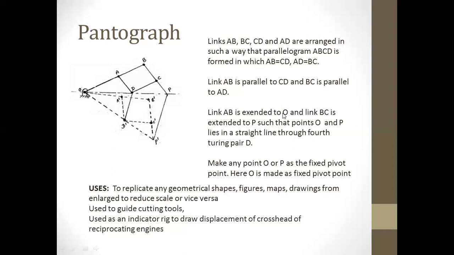Link AB is extended to O and link BC is extended to point P, such that O and P form a straight line. O and P should be on the same straight line, passing through point D. So O, D and P should be on the same straight line. Make either point O or P the fixed pivot point; one and the same. Here we have made O the fixed point.